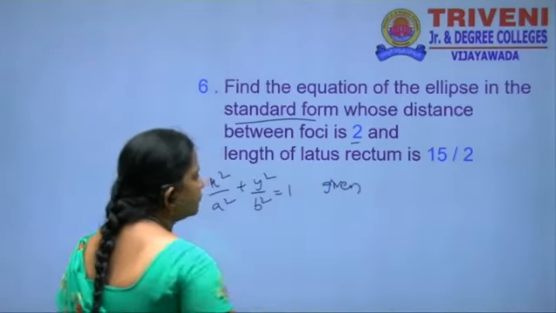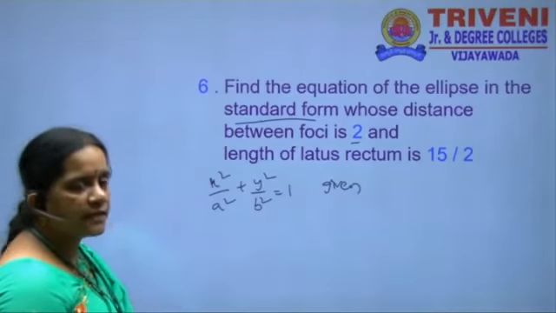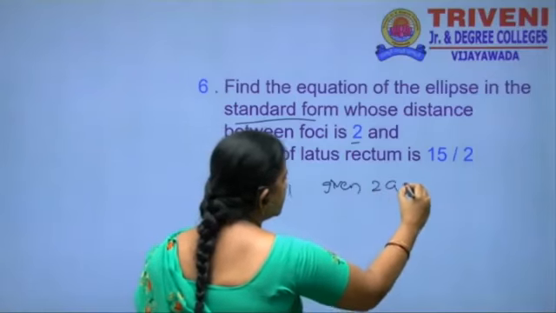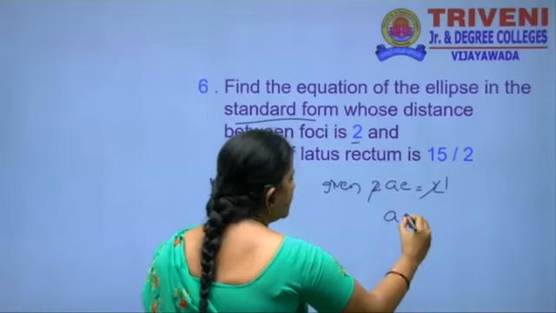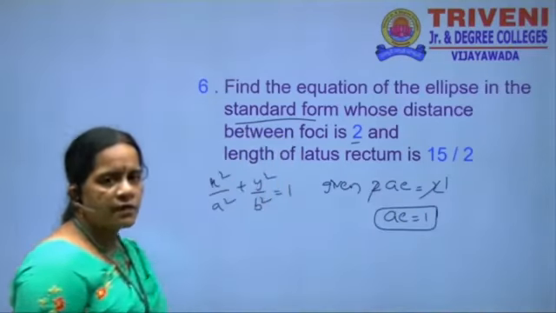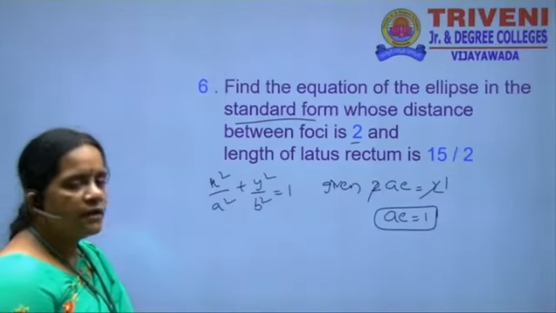distance between the foci. You already have to know the result for the distance between the foci, which is 2ae is equal to 2. Here 2 will get cancelled, so we get ae is equal to 1. And the length of the latus rectum is also given, that is 15 by 2.